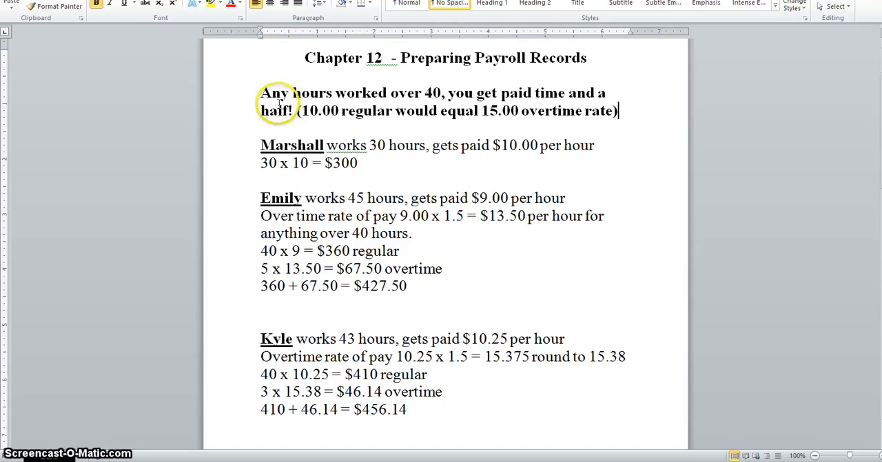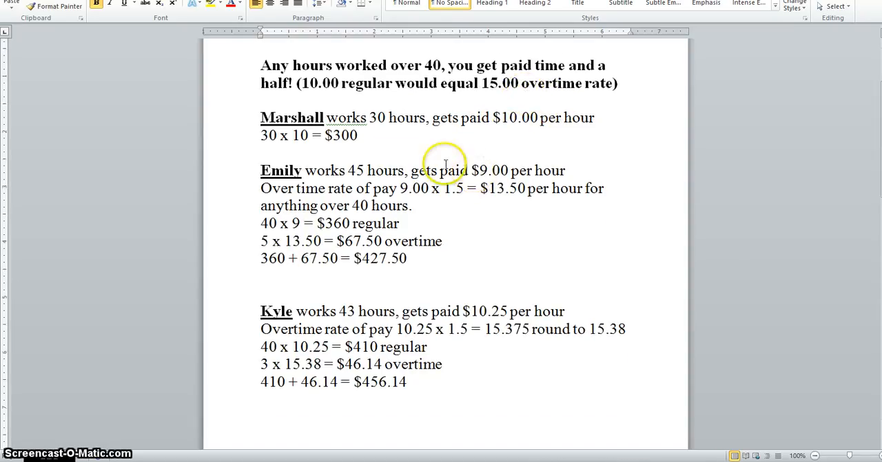First of all, just so you know, and maybe you already do, any hours that you work over 40, you get paid time and a half. So if your regular rate of pay is $10 per hour, that would equal $15 per hour, any hours worked over 40 hours. So here's a couple of examples.